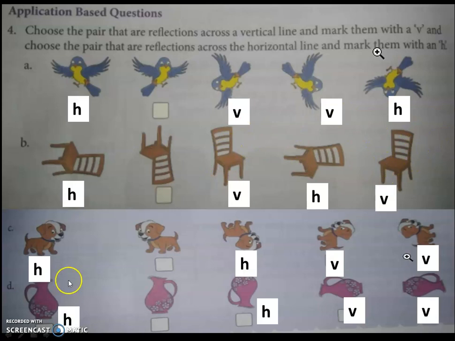Okay, so this dog also, I feel this one and this one are along the horizontal line, and these two along the vertical line, and in the jug this and this are along the horizontal, and this one and this one along the vertical line.